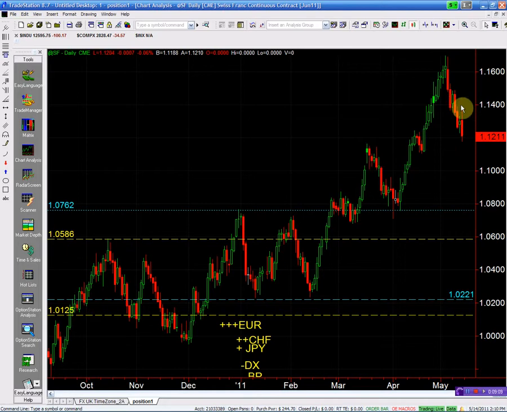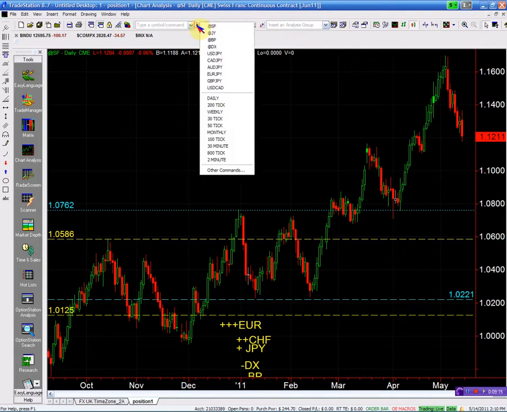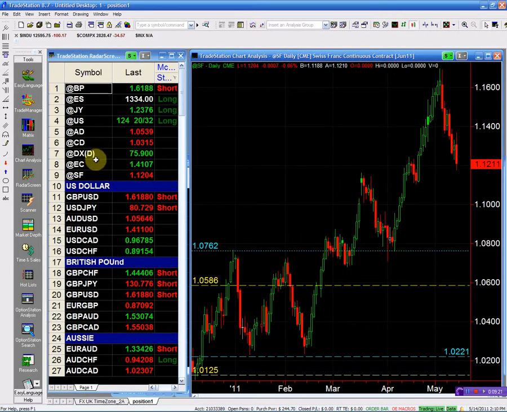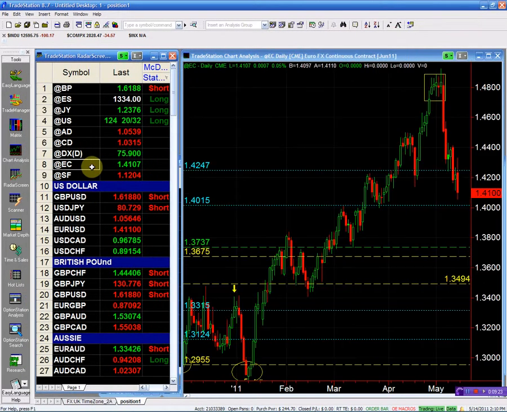If we look at the euro, same story as the Swiss. Everything is a sell on the euro. We don't have any buy signal, and this has been on a tear, on a long liquidation, and they're just selling the euro.